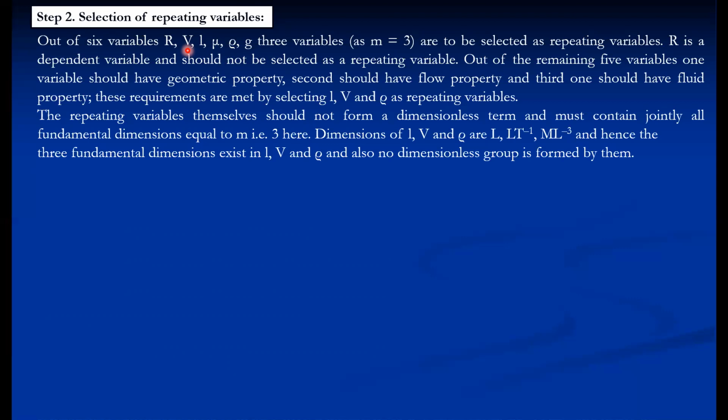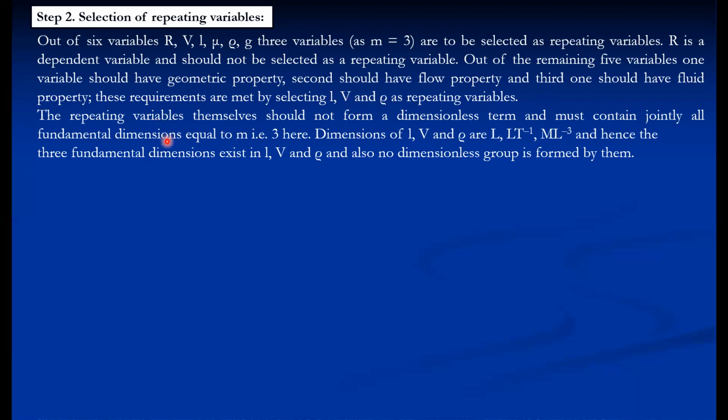And the third one is a fluid property. If density is there, there is no need to see another property. There are 2 fluid properties, density and viscosity, but we select rho. So we select L, V, and rho as the repeating variables: geometric, then flow, and then the fluid property.